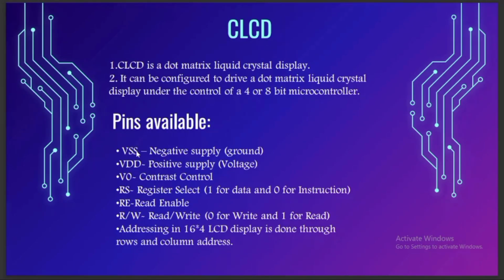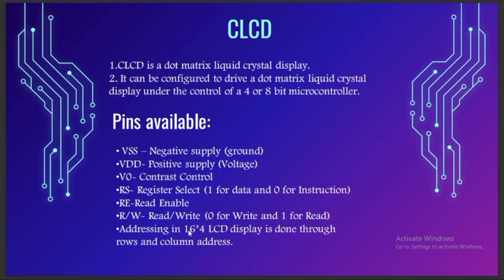That is VSS. VSS is the negative supply, that is ground in general terms, and VDD. VDD is the positive supply, that is the voltage given as input. And V0. V0 stands for contrast voltage, contrast control. And RS. RS stands for register select, meaning if 1 is selected, that is for data, and if 0 is selected, that is for instruction. And RE for read enable. RW. RW stands for read or write. If 0 is selected, that's for write, and if 1 is selected, that's for read.